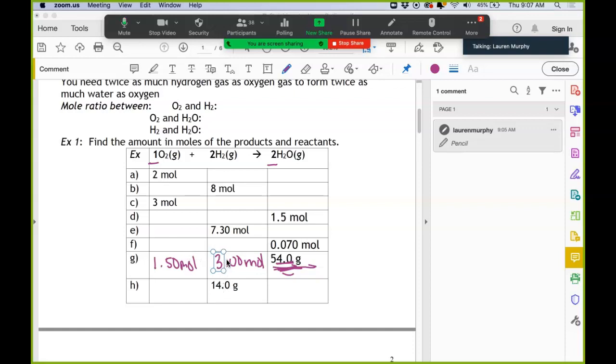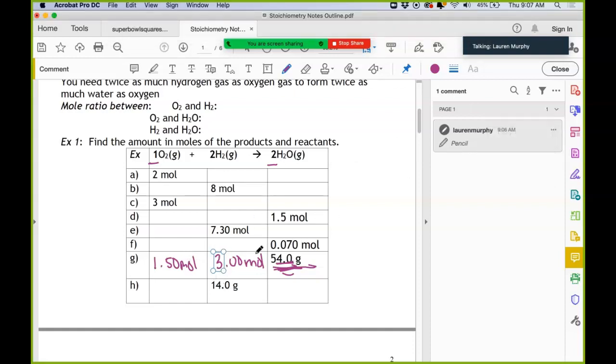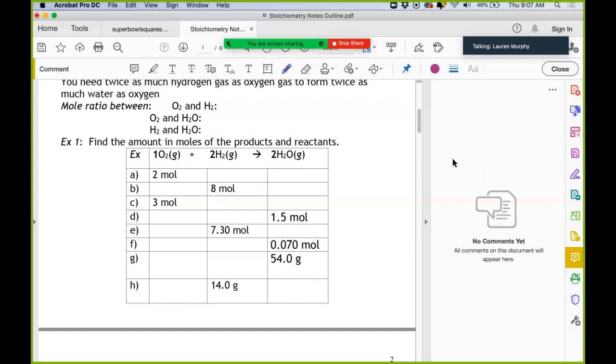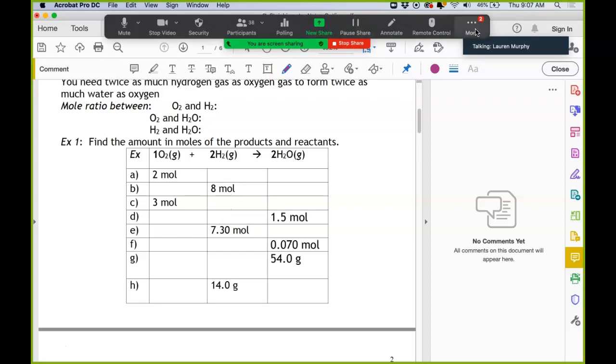So let's try the next one. So what I'm saying on here is you can't do this. You can't be like, well, this is a 2-to-2 ratio, so if this is 14, this is 14. Not when you're in grams. If this said moles, yes, you could do that because these are mole-to-mole ratios. If you are in grams, you can't do ratios like that. You have to be in moles before you can do mole-to-mole ratios.